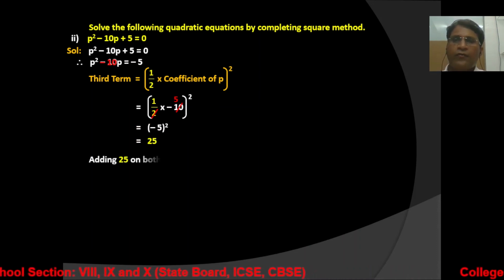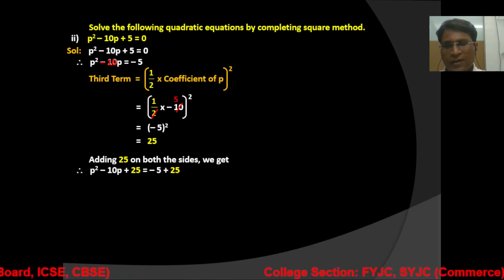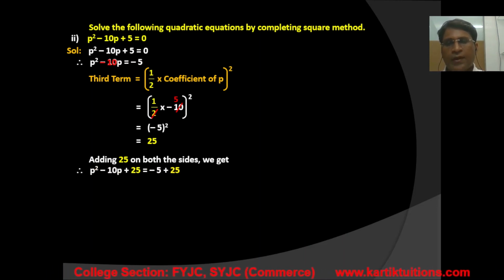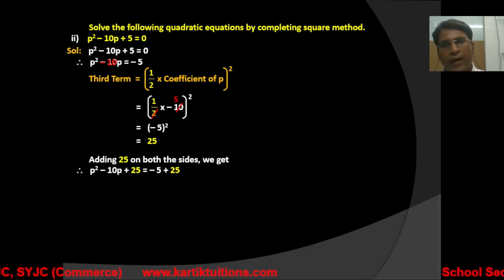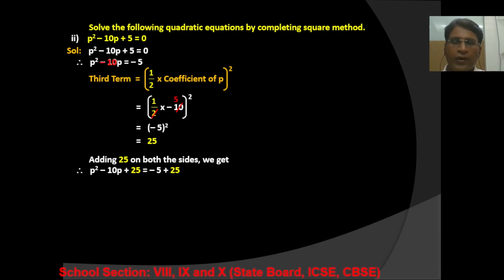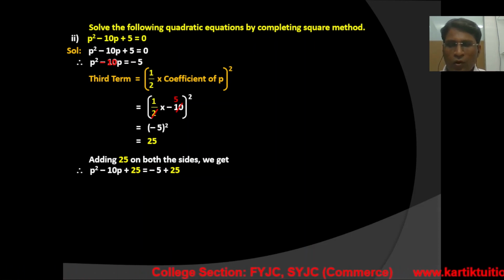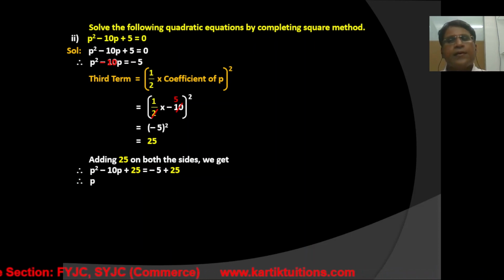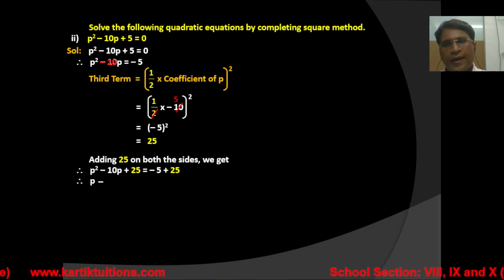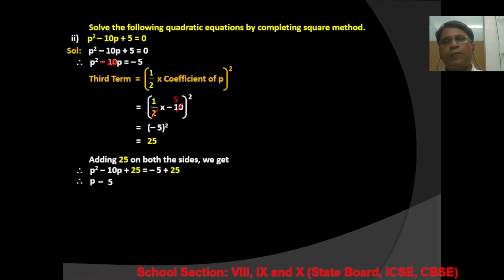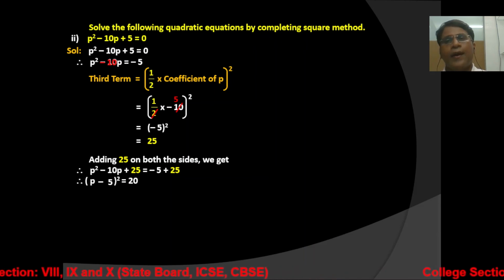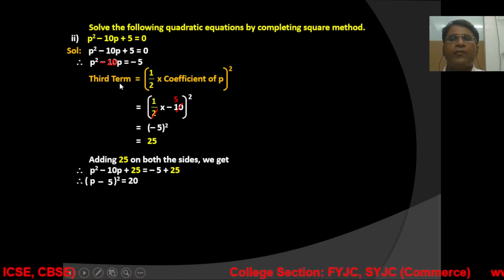Now, adding 25 on both the sides will give us p square minus 10p plus 25 is equals to minus 5 plus 25. Now, our left hand side has already become a perfect square. How to identify it? See, square root of first term will give us p, sign of middle term is minus, and square root of last term is 5. So it is p minus 5 the whole square, and minus 5 plus 25 will give us 20.